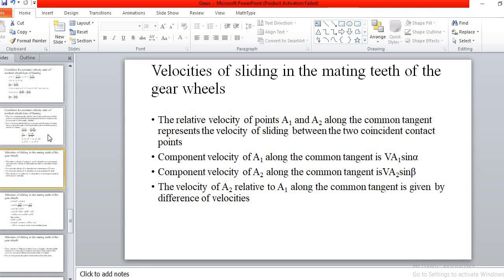The law of gearing is important as soon as you discuss toothed gears. We should know this law of gearing for toothed gears.